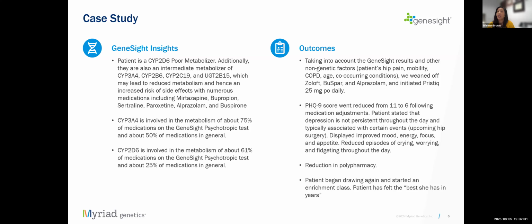Well, when we started the patient on this particular medication, and again, I mentioned we took all those factors into consideration to taper her down, we saw a PHQ-9 score that reduced from 11 to 6 following the medication adjustments. And so this was amazing.